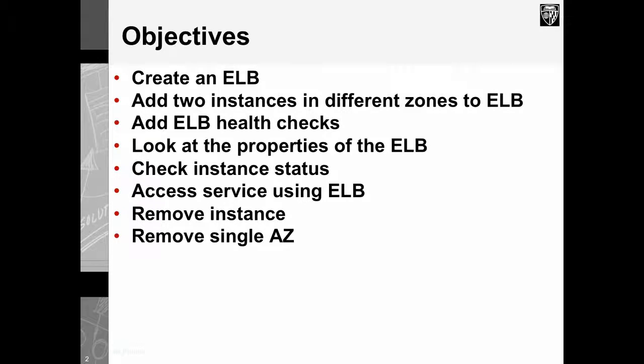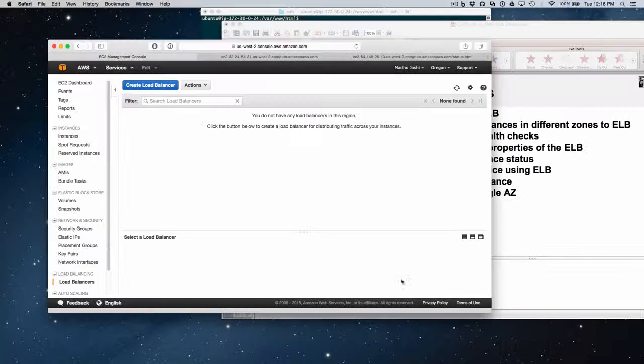We'll figure out how to set up our health check instances. We'll look at the properties of the load balancers. We'll look at the status of the instances once we add them to the load balancer. And then once the instances are up and running behind the ELB, we'll figure out how to access our service using ELB. And then finally, we'll figure out how to remove an instance for maintenance or upgrades or patches, and how to remove a complete AZ from the load balancer.